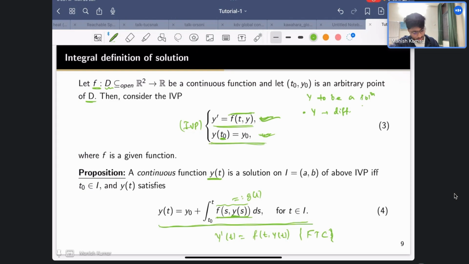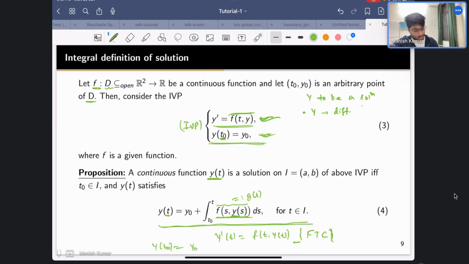The proof is quite easy. This is the first part: if you assume that y is a continuous function which satisfies this kind of identity, then obviously y is differentiable and y prime is this. Also, if you put t equal to t naught, then this will turn out to be y naught.